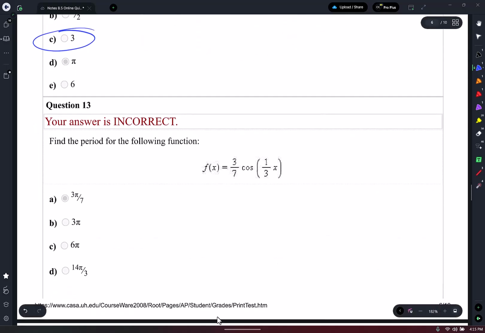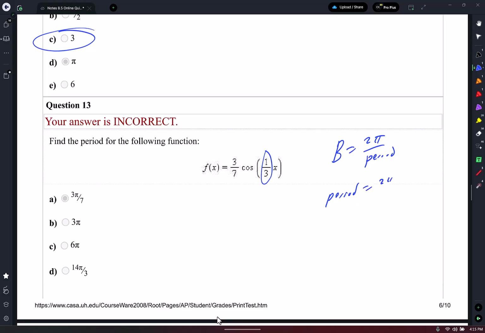Find the period. Okay, well, I see a b. Remember that the b is 2 pi divided by period. So then that means the period is 2 pi divided by b. Do you guys remember that? So I'm going to go 2 pi divided by 1/3. Keep, change, flip. 2 pi times 3. So 6 pi.